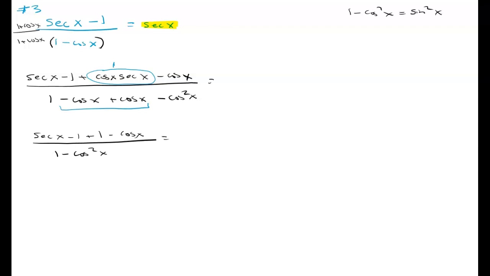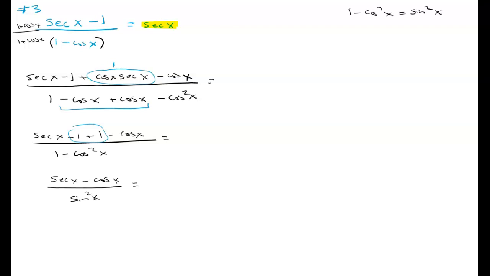So again, my ultimate goal is just to get it to be secant, so I've got to make that kind of go away. So what else can I do? I can combine those terms, and they can go away. So secant of x minus cosine of x. And then in my denominator, 1 minus cosine squared, I'm just going to write it as sine squared for right now. Okay, so I've at least gotten rid of my denominator as a binomial. It's now just a monomial.